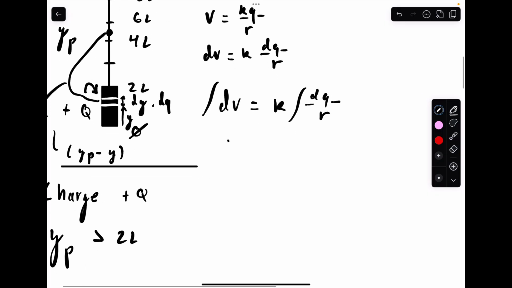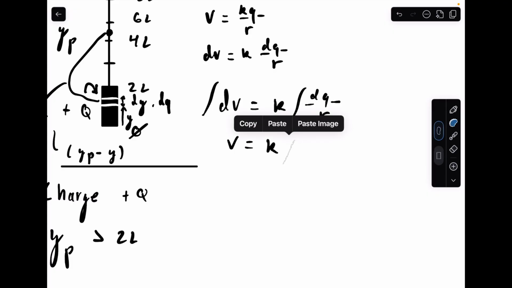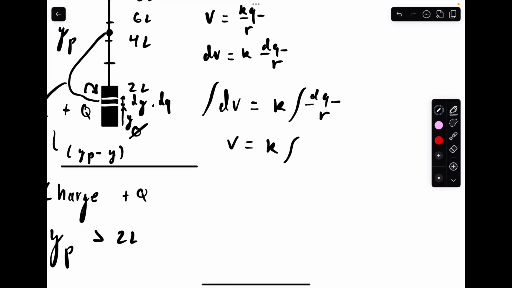Now I will get V, and I don't need an i hat or j hat or an r hat this time, because voltage is a scalar. I'll get V equals k integral of dq over r. And this is an equation on your equation sheet. We could have just started from here, but I just want you guys to see the derivation again.